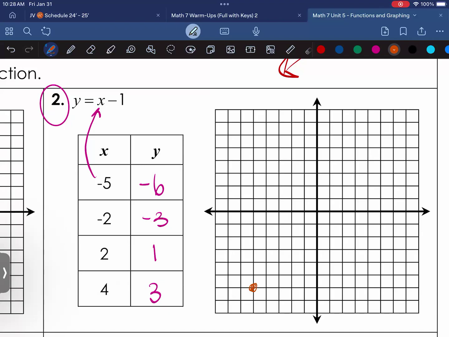Now, when you plot these points, it should look like this. There's the first one, second one, third one, and fourth one. Again, I can tell that they are going to make a straight line, so I know that I do not have any mistakes. Put your arrows at the end.